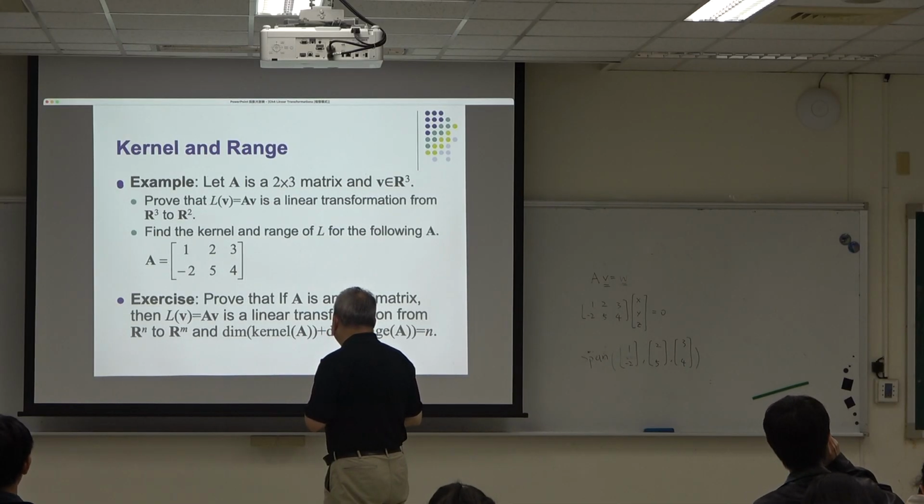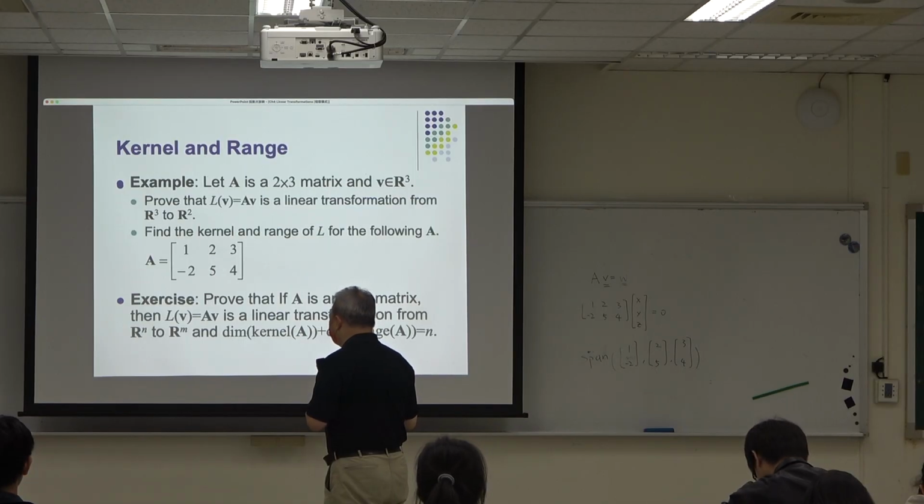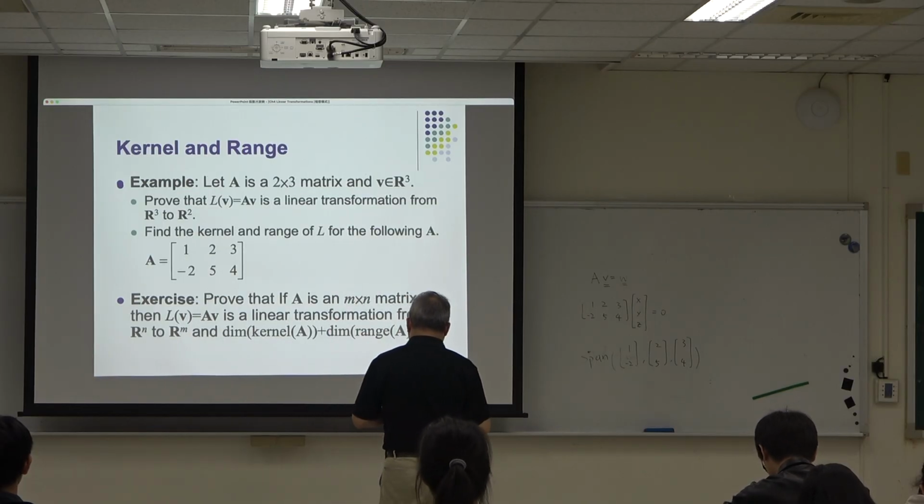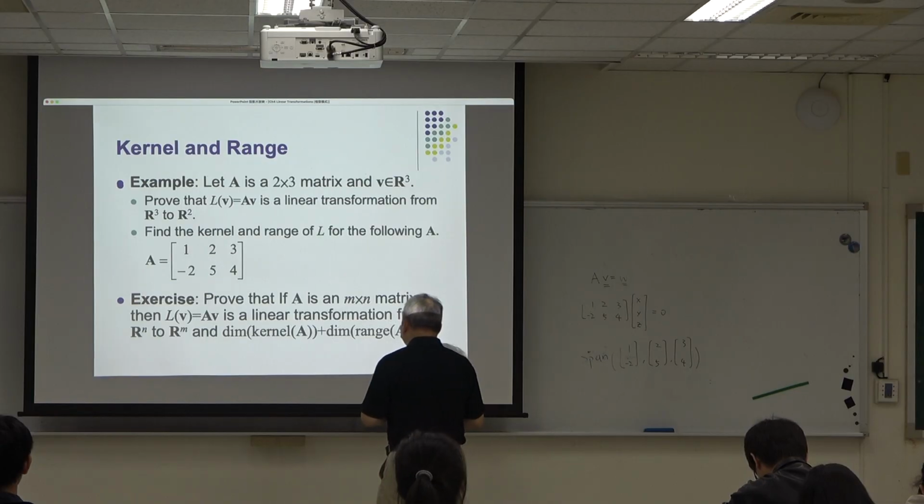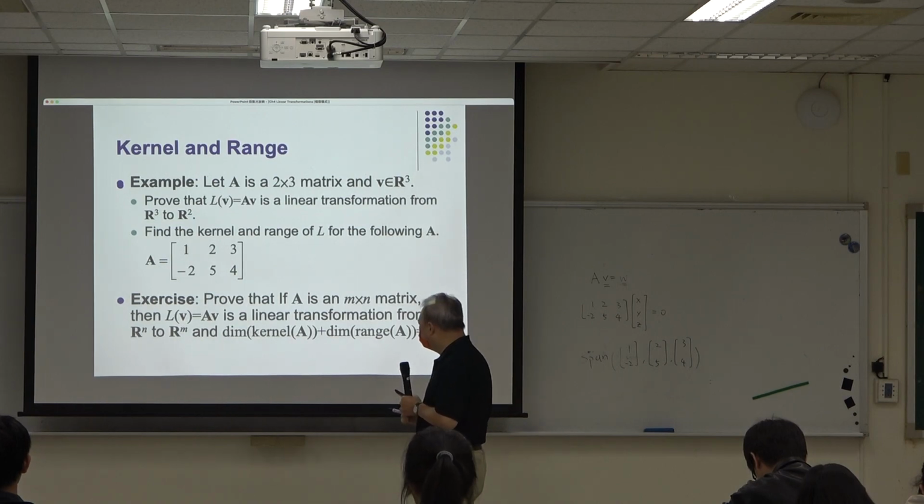Prove that if A is an n times n matrix, then L(v) equals Av is a linear transformation from Rn to Rn, and the dimension of the kernel plus the dimension of the range of L equals n. Okay.